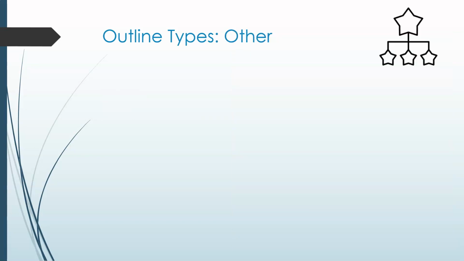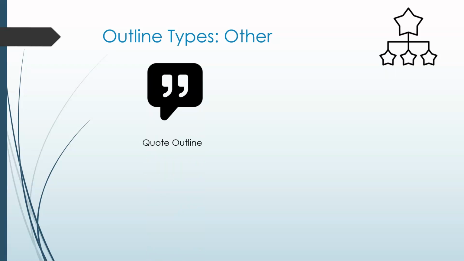There are many other ways to outline as well. For instance, quote outlines have you gather together all of the quotes you want to discuss and organize them into groups or categories, each of which will be a section of your paper. These can be very useful for literature essays or discussing a source.